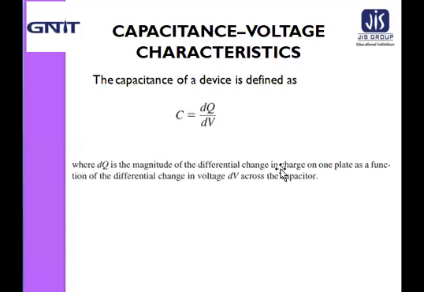Now, the capacitance of the device is defined as C equal to dQ by dV, where dQ is the magnitude of the differential change in charge on one plate as a function of the differential change in voltage, that is dV, across that capacitor.